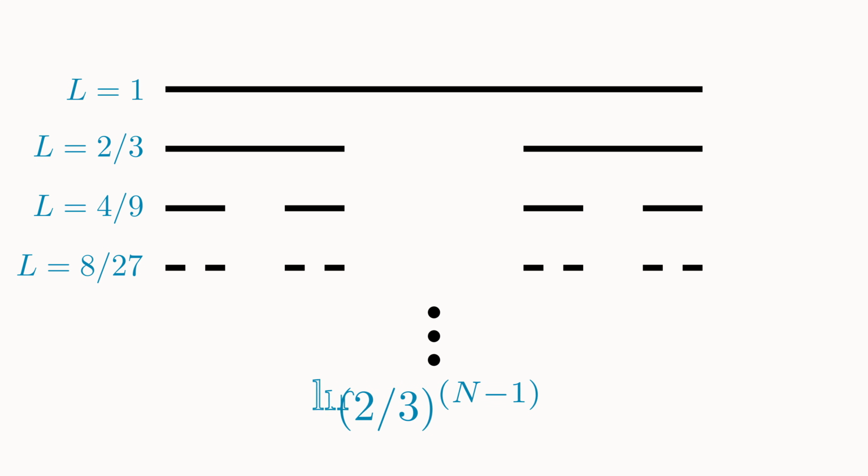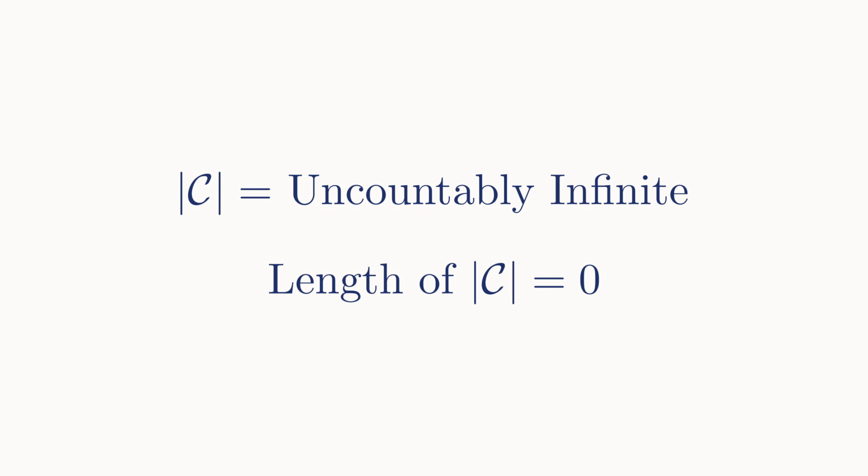To find the length of the Cantor set, we just need to take the limit as n goes to infinity. And since 2/3 is less than 1, this must go to 0. So although the Cantor set is uncountably infinite, its length is 0. I find this result truly fascinating. This means that by just rearranging an uncountable set, you can obtain a set of any arbitrary length.